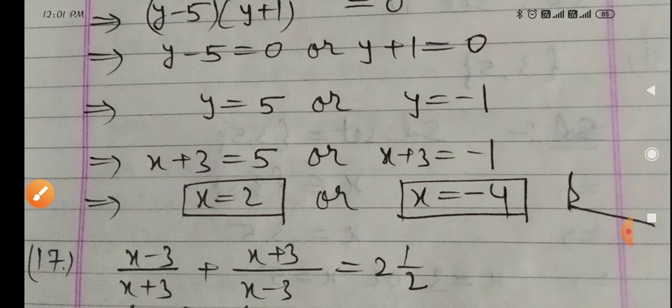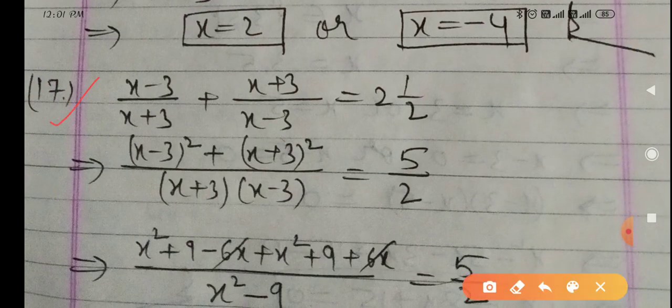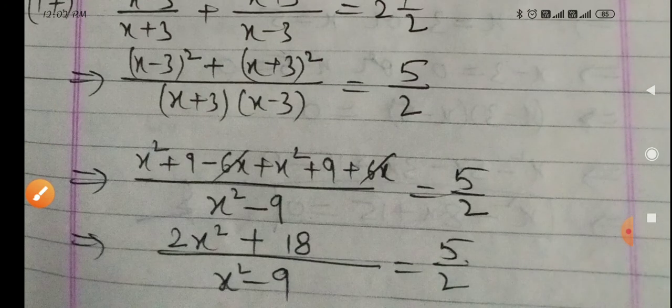Now question number 17 also you can see. In question number 17, (x minus 3) upon (x plus 3) plus (x plus 3) upon (x minus 3) is equal to 2 whole 1 upon 2 is given. This equation is not in the form of ax square plus bx plus c is equal to 0. So you have to convert the given equation into standard form first. So take LCM and simplify. When you are simplifying, you are getting (2x square plus 18) upon (x square minus 9) equals 5 upon 2.